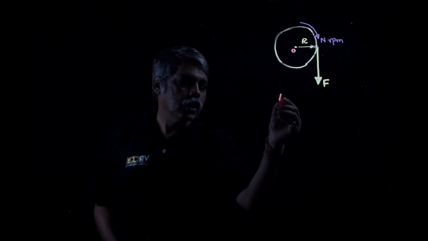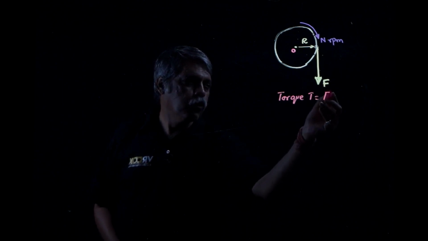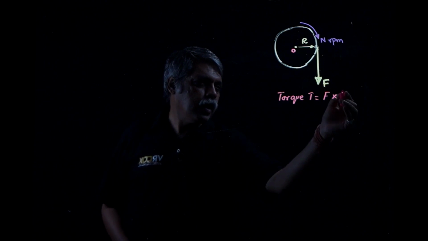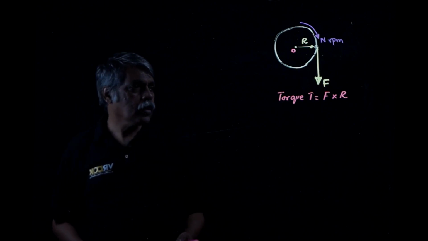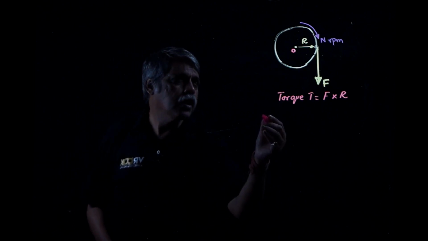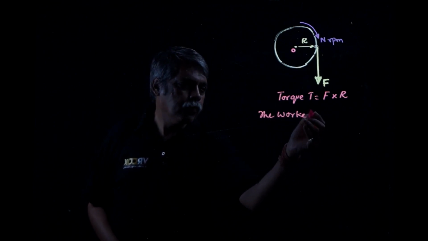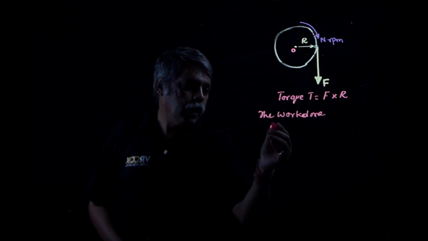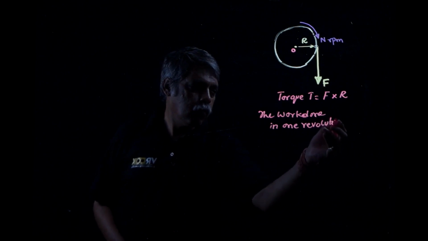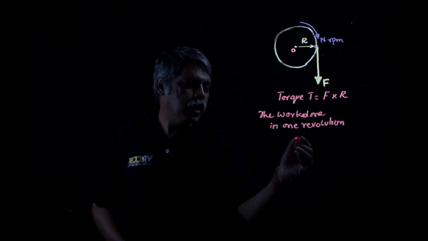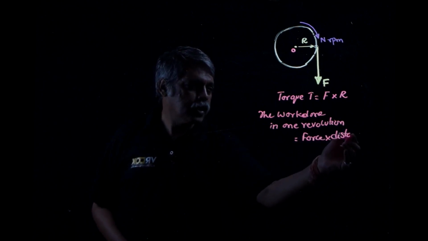Then we can write the torque T is equal to force multiplied by the radial distance about which the force is acting. Now, if I just see the work done in one revolution, this will be equal to force multiplied by the distance moved.